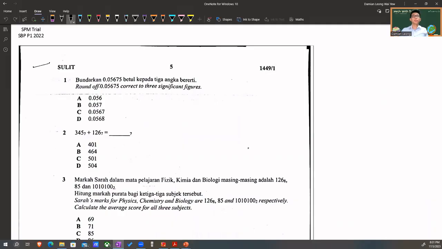So significant figures, we have to start from the first non-zero number, meaning starting from 5 here. So 1, 2, 3. The next number, if it's 5 and above, we round up. If it's below 5, we round down. So this is 5, which means we round up. The 7 here becomes an 8. So it's 0.0568. Answer D.